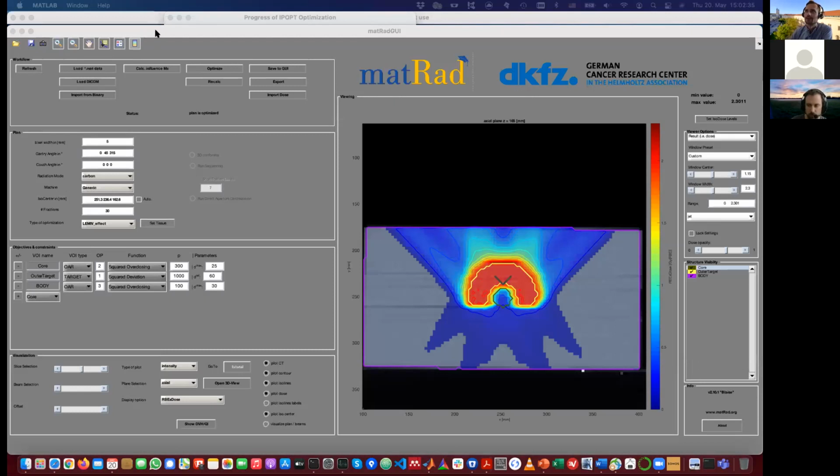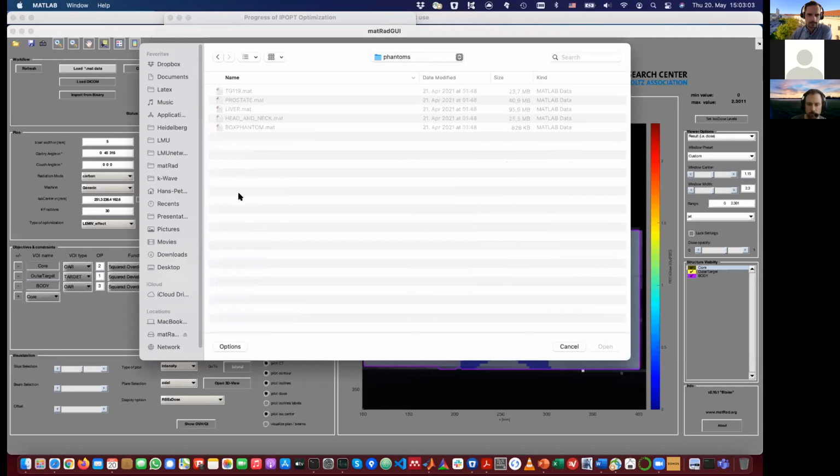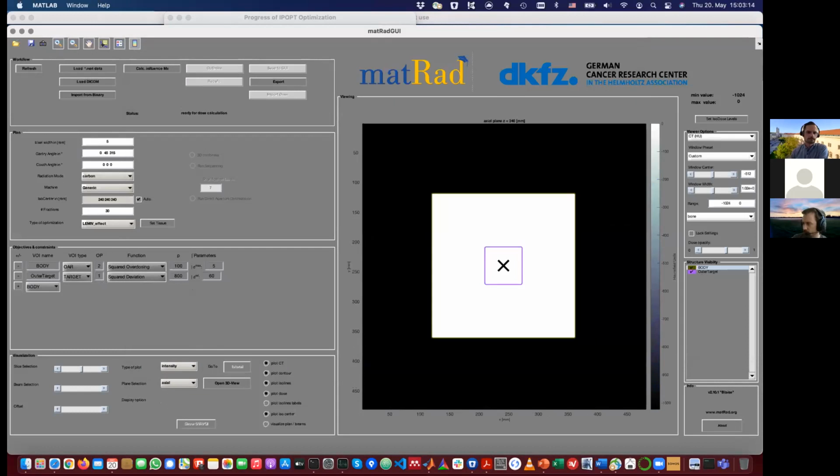Now you already did successfully a carbon ion treatment plan. Now we basically play a little bit with the tissues. So therefore, we select an artificial phantom, the box phantom. So you click on load data, and then you navigate to your phantoms folder and load the box phantom.